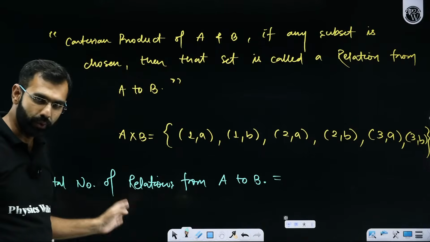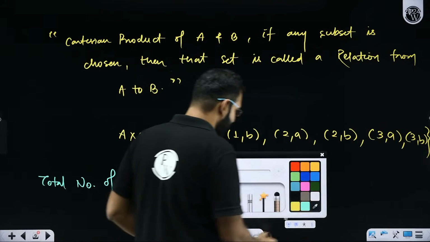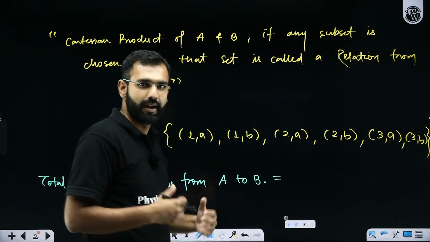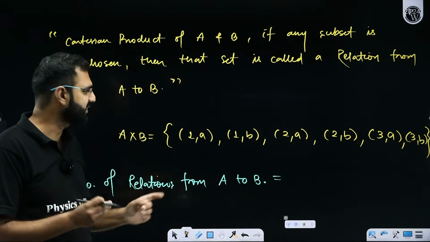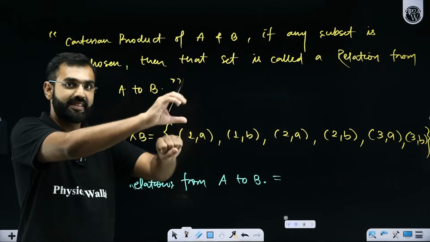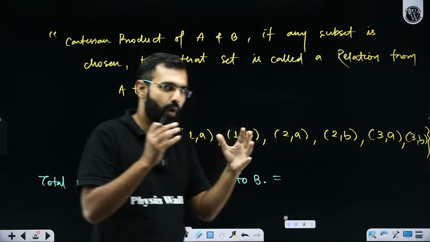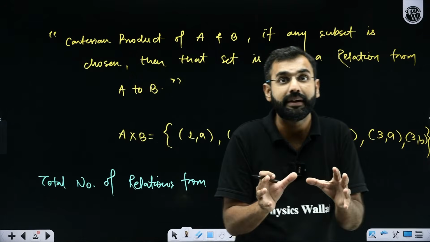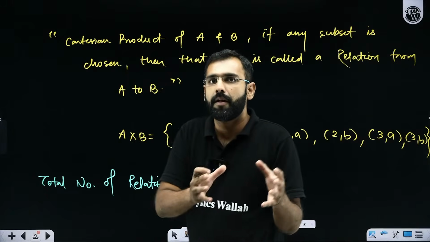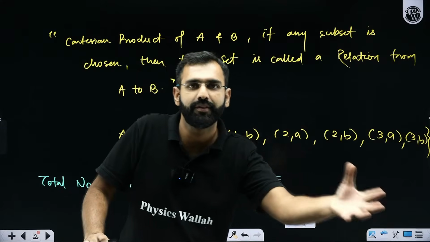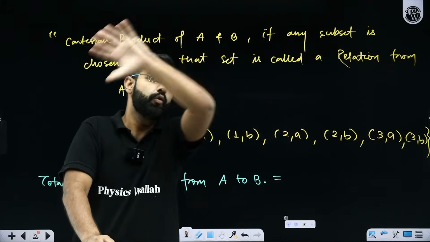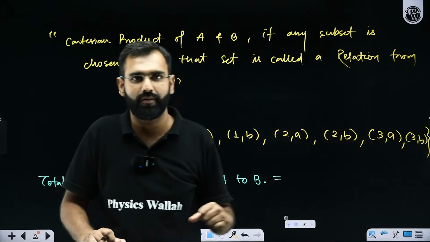So I hope you all remember that here, if I'm asked about the number of subsets of A cross B, A cross B is technically a set which has 6 elements. Now what is the relation? Sir, a relation means all the possible ways in which you can choose some elements out of A cross B. Those will be the different relations you can have.